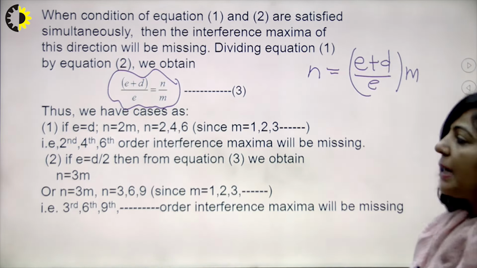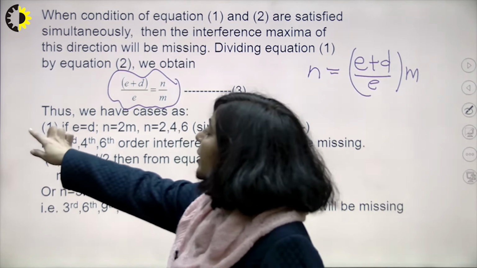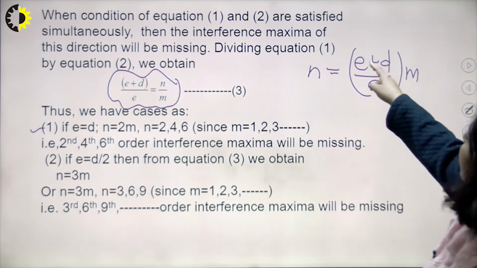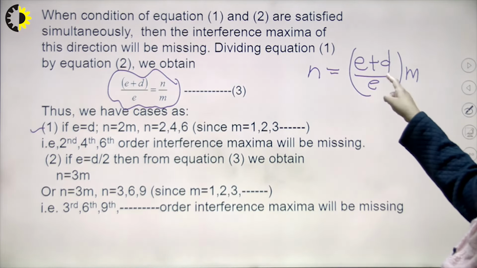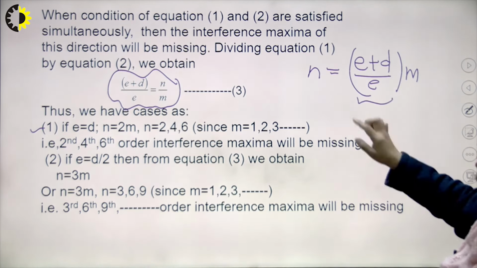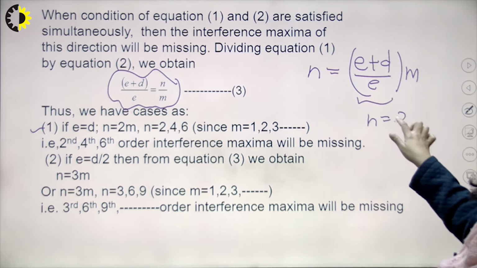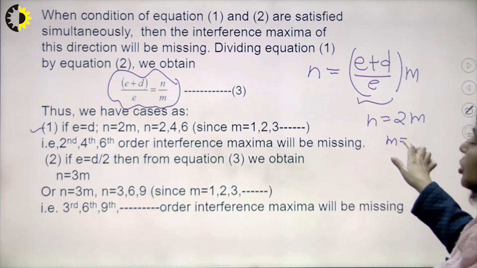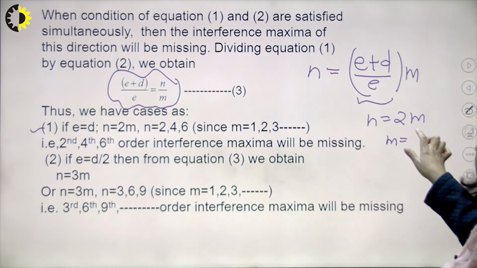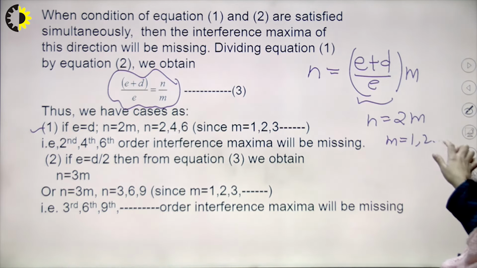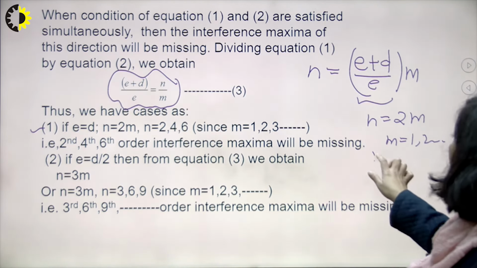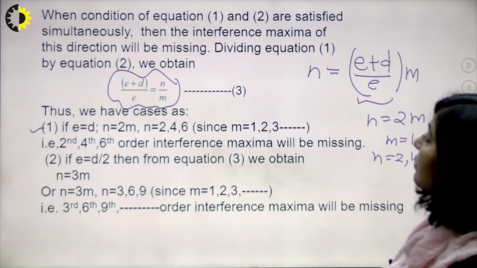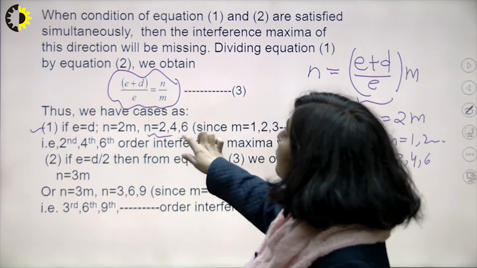Now you can take some examples. For example, we take the first case, if e is equal to d. If e and d are both equal, then this factor is going to give you 2. So now n will be equal to 2m. And you know, in case of single slit diffraction, this m for minima starts from 1. It means n is 2, the first possible value, then 4, 6 and so on. It means these orders will be missing from the spectrum.